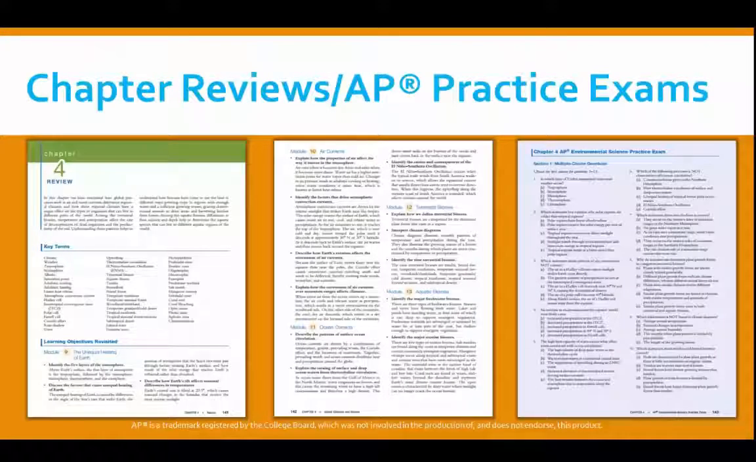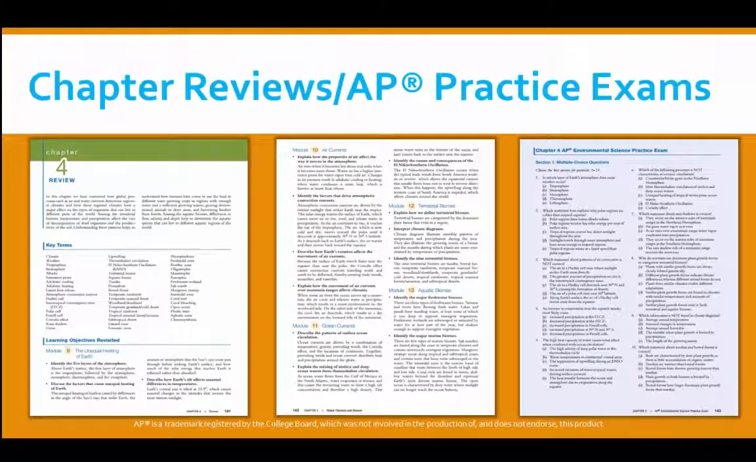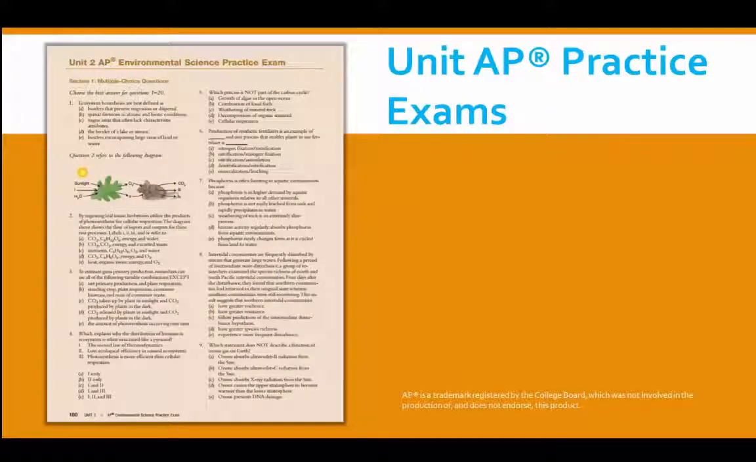Detailed reviews describe the main ideas and list key terms of the chapter. The AP practice exams at the end of each chapter help students check their understanding of the chapter material and provide them with practice on AP-style questions, both multiple choice and free response, that they will see on the AP exam. The textbook is divided into 8 units.